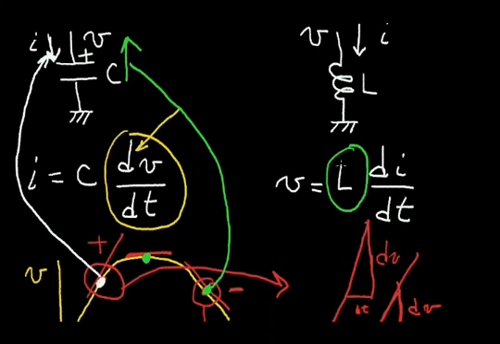So let's erase this. Now I want to show you a different equation for the capacitor and for the inductor. Let's draw a capacitor. I'll ground the bottom plate. And I'll call this capacitance C. Over here, let's draw an inductor. Again, the bottom terminal will be grounded. And I'll call this inductor L.